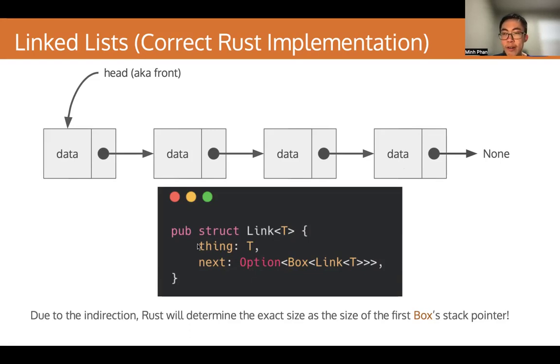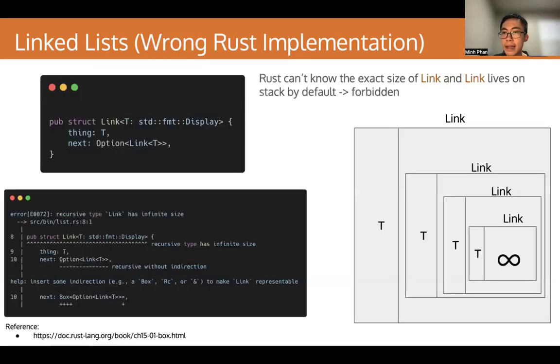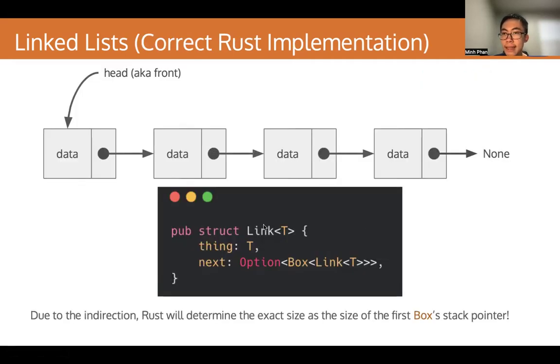This code will compile, and it will be a valid linked list implementation. The explanation is that due to this indirection, Rust will determine the exact size of the struct on the stack as the Box pointer plus the size of the data. So we have a finite size that Rust can figure out, instead of an infinite recursive type that Rust does not know when it will terminate. And this is a valid linked list implementation.